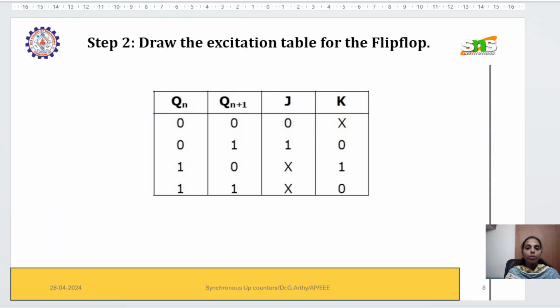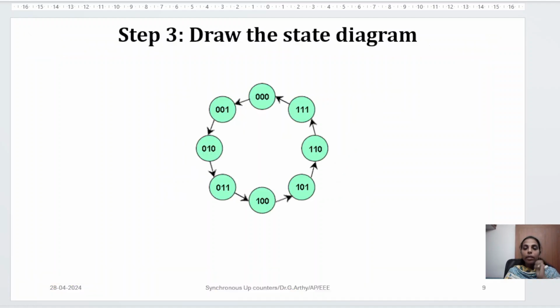So step 2 is to draw the excitation table of the JK flip-flop. This is what we have derived in the previous classes from the working principle. For different sets of inputs, the truth table was framed, then the characteristic table was framed. From the characteristic table, the excitation table was derived. Please refer to the previous videos. So this is the excitation table.